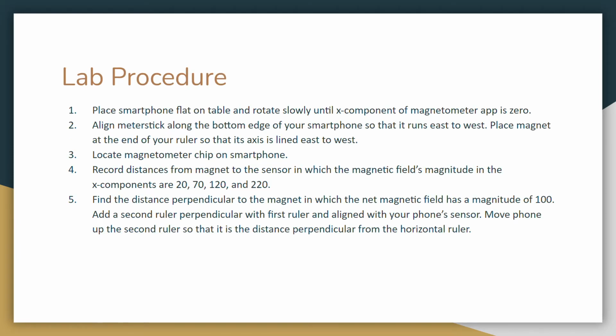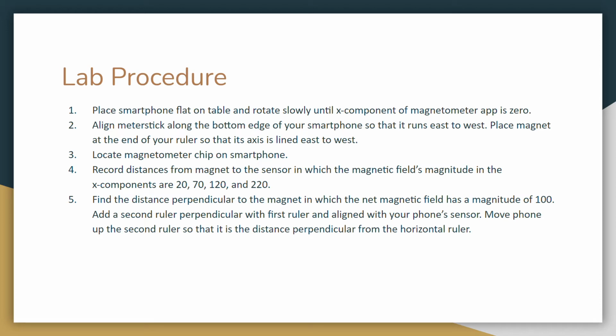I'm going to be briefly going through the lab procedure. First, I placed my smartphone flat on the table and rotated slowly until the X component of the magnetometer app was 0. I did this to compensate for the Earth's magnetic field. By lining my phone up to the Earth's magnetic field, I could make sure that the magnetic field of the bar magnet was orthogonal, meaning they were separate from each other, so I could measure them.